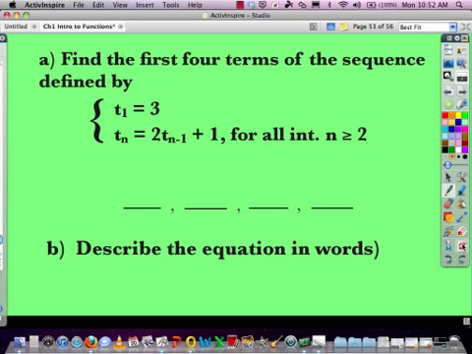Now, I'm going to read it. What we say is the lazy man's way of reading it, which a lot of us do. You'll catch me doing it. The equation, t sub 1 equals 3. T sub n equals 2 times t sub n minus 1 plus 1 for all integers n greater than or equal to 2. Now, if you read it just like that, you don't put a lot of meaning behind it. So we want to dissect what this equation really says.